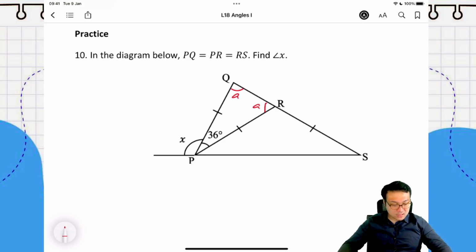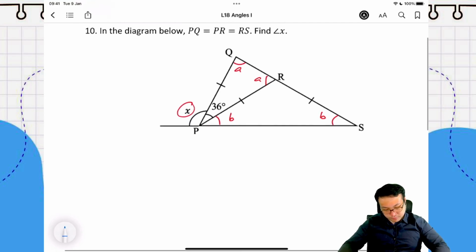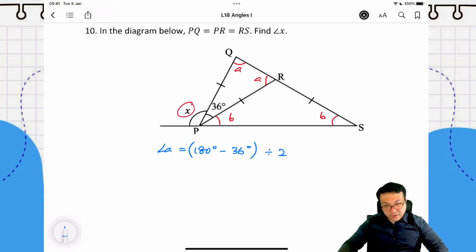Then what is the other isosceles triangle? PRS. Yes, okay. So I have this, the same angle, same angle. So the question is asking you to find angle X. Can you find angle A first? 180 minus 36, then divide by 2. Correct. You take the entire thing, you divide it by 2, you'll get 72 degrees. Well done. What about angle B?